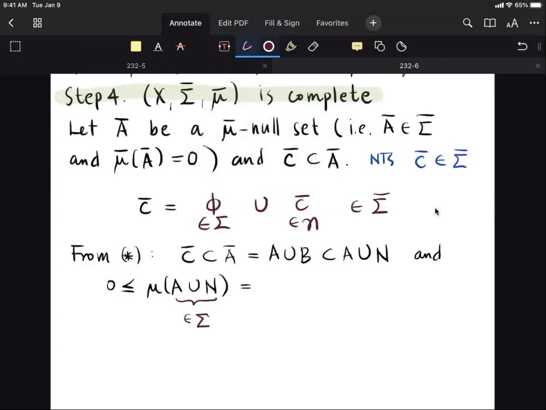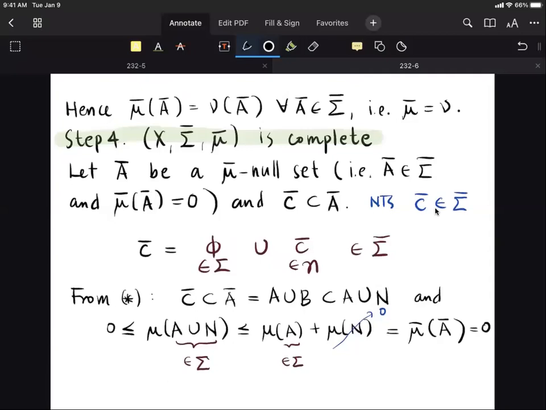And this is less than or equal to, you apply subadditivity, and this one here vanishes since N is a null set, and A is in sigma, and we know that mu bar and mu coincide on sigma, so this is equal to mu bar of A. But again, using the definition and using this star last time, this is equal to mu bar of A bar, but this is 0, according to this assumption here, A bar is a mu bar null set.